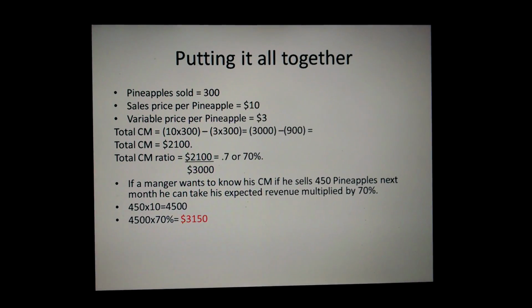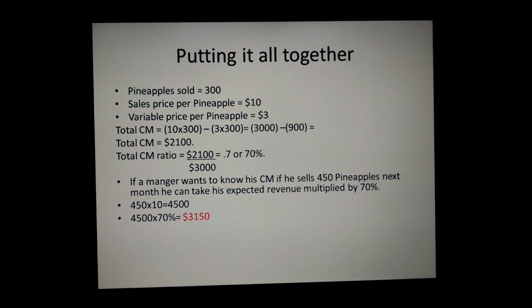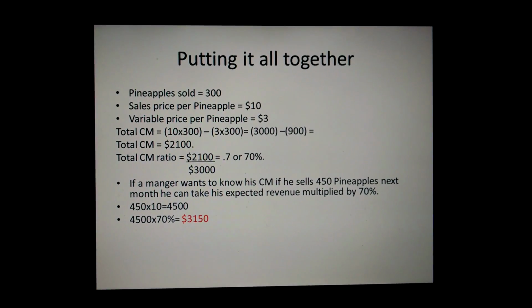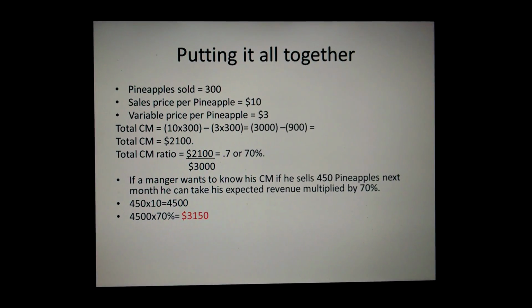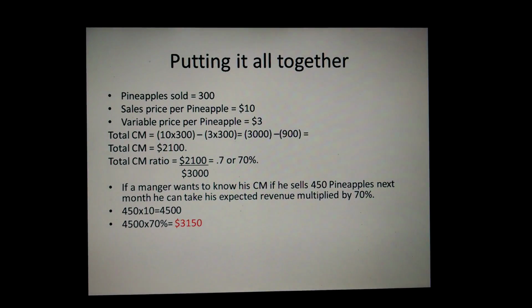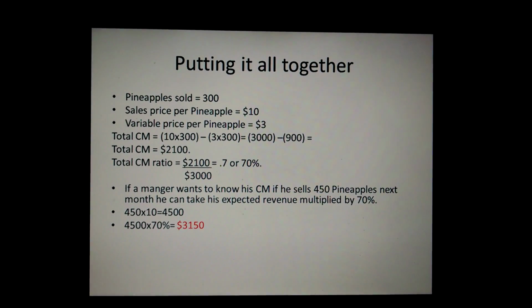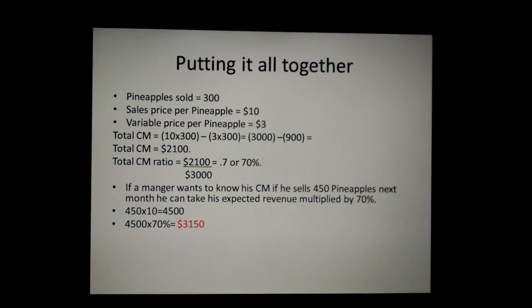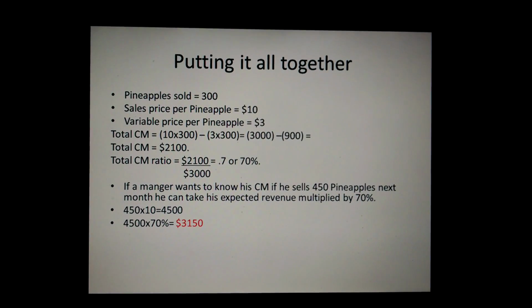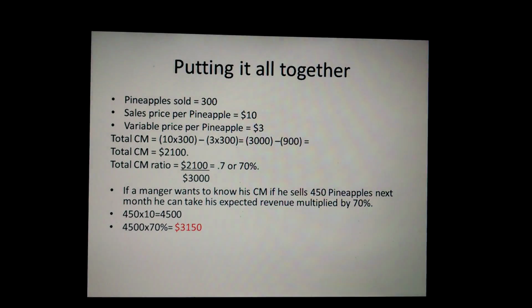$3,150. What the margin ratio tells us is how much money we have left after our variable expenses. So the 70% here is telling us we have 70% left of our revenue to spend on our fixed expenses or profit, which is saying that 30% of our revenue is going towards the variable expenses.